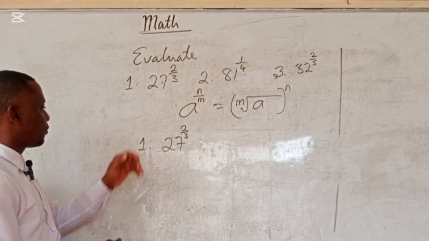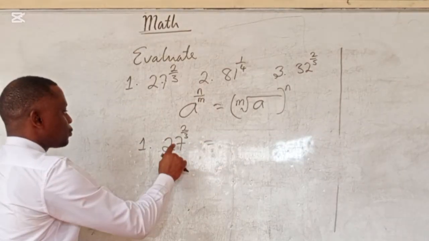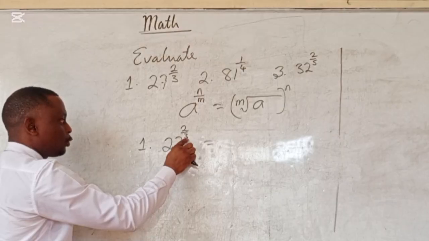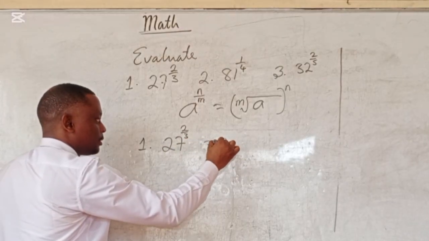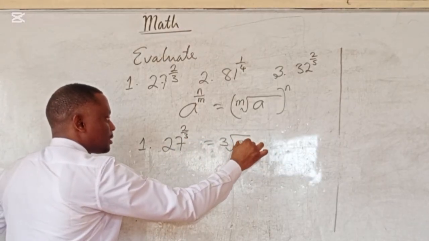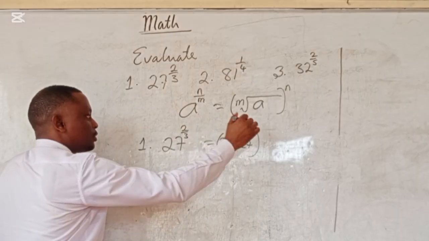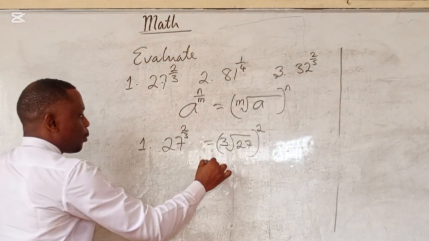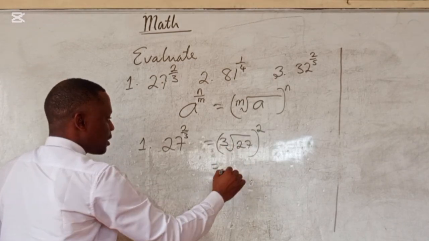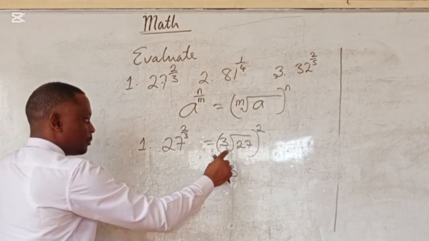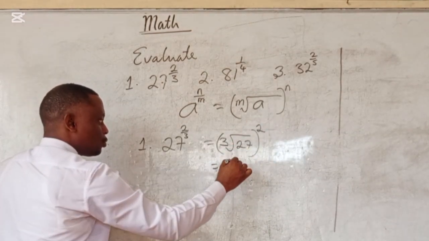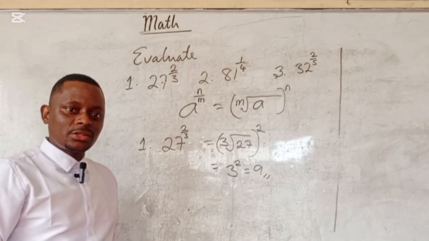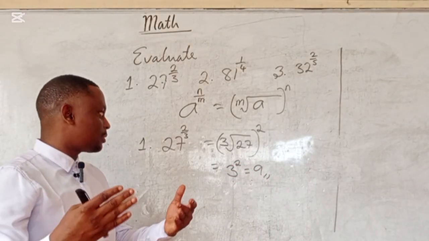All right, a quick one. Let's solve these. Now we have 27 index to third. So that means we're going to find the cube root of 27. And of course, the numerator becomes the index. Quickly, we know that the cube root of 27 is 3. So this is like saying 3 index 2, and 3 index 2 is 9, because 3 index 2 is like saying 3 times 3.